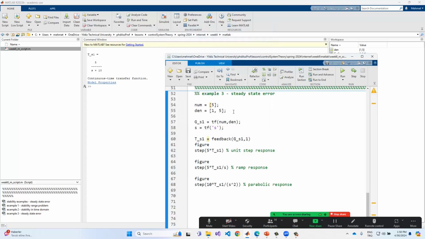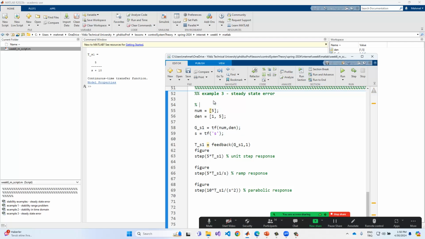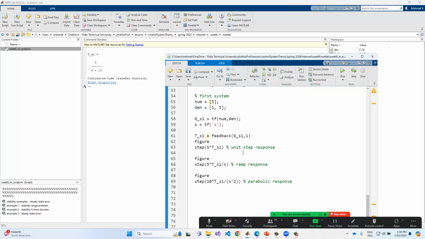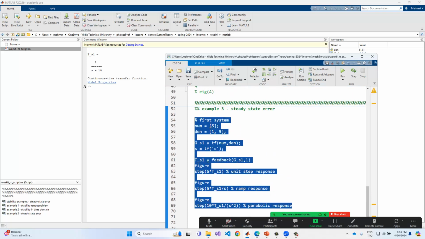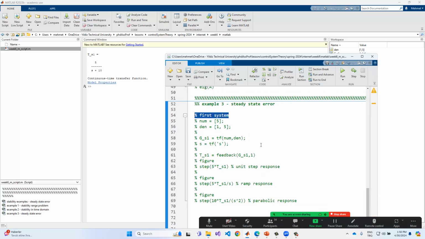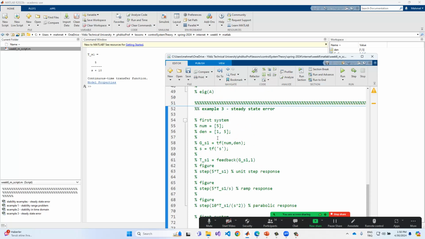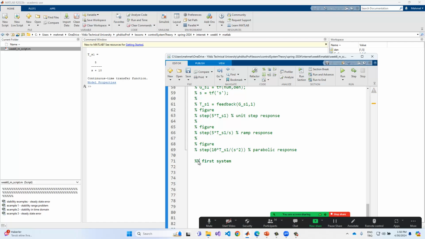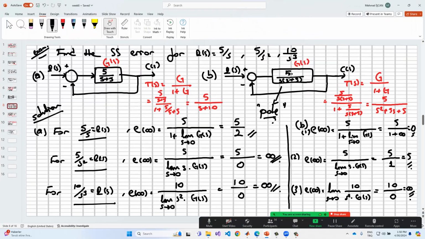Okay, and so first system, we have also a second system in here. Okay, what's the second system in here? 5 divided by S times S plus 5. Okay?